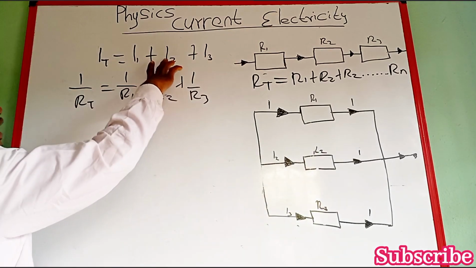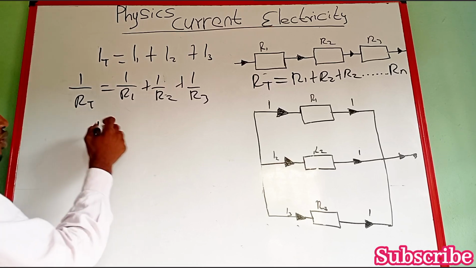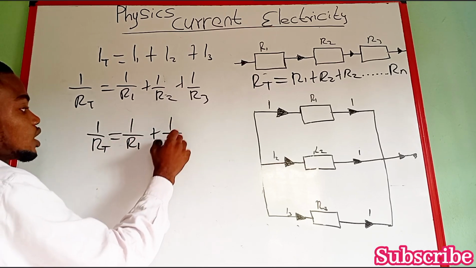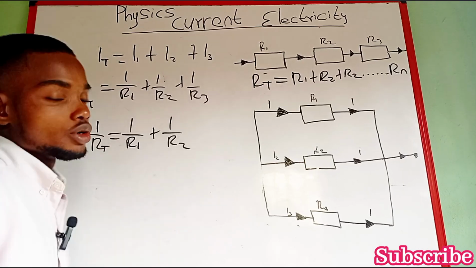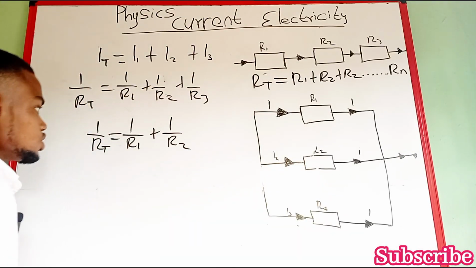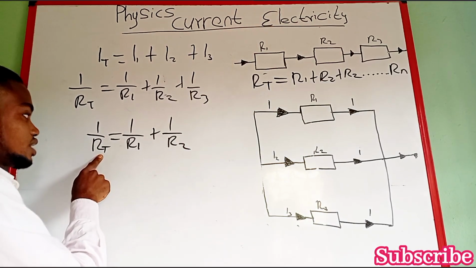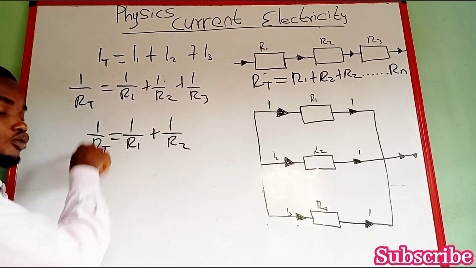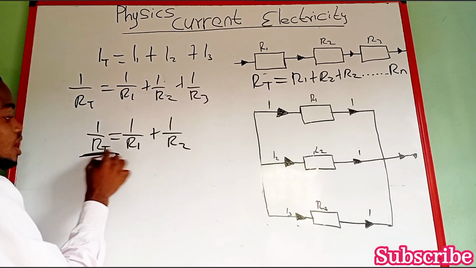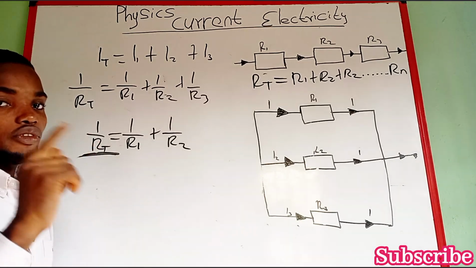So now let's say there are two resistors. The initial formula will now become 1 over R total equals 1 over R1 plus 1 over R2. That is, we are assuming there are two resistors in the circuit question you are given. Now remember, R total is the total resistance, and this is 1 over R total. 1 over R total does not represent R total. The only R total is this particular R total here. So we need to make R total the subject of the formula.